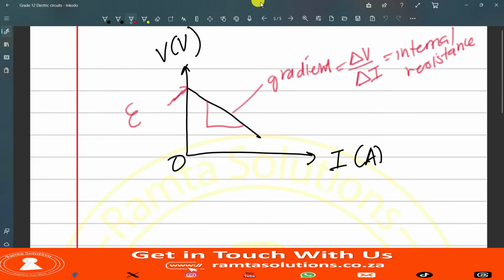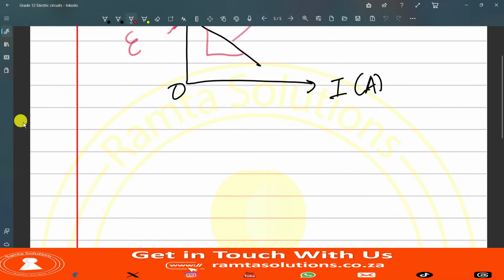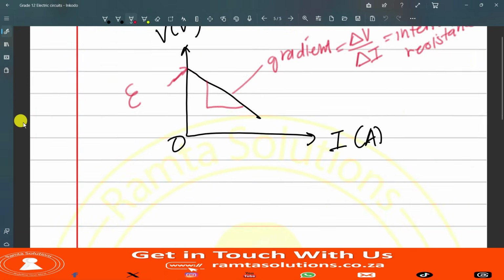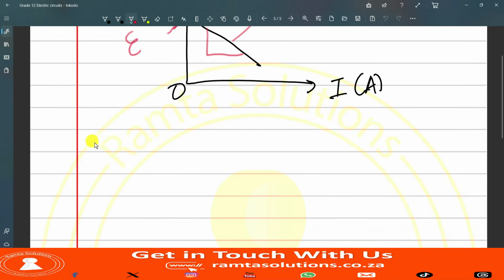So this is all that you need for your grade 12 electric circuits. But it would be unfair for us to continue without giving you a worked example. So number 4, worked example. Let's try a worked example.